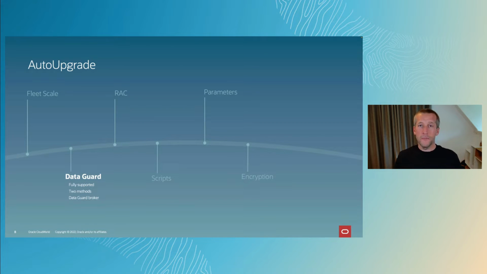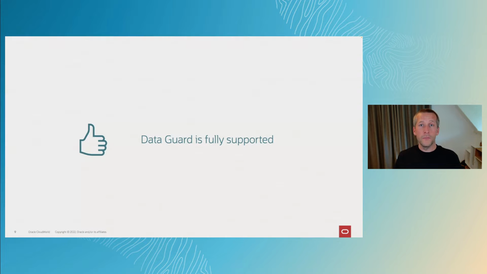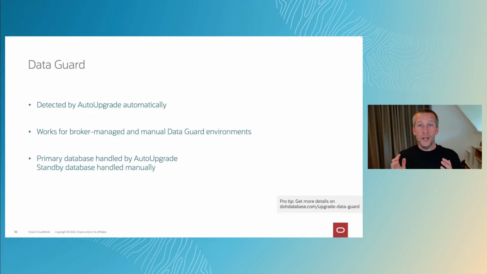And then we have Data Guard. I know many of you are using Data Guard. And the good news is that Data Guard and AutoUpgrade go not hand in hand perhaps, but they are best friends. AutoUpgrade fully supports Data Guard. If you have a database that is protected by Data Guard, AutoUpgrade will automatically detect it. It'll inspect your configuration, and it doesn't matter whether you're using the Data Guard broker or a manual configuration, AutoUpgrade will know and act accordingly. Everything that happens on the primary database host, that is taken care of by AutoUpgrade, and you have to take care of the tasks on the standby database.